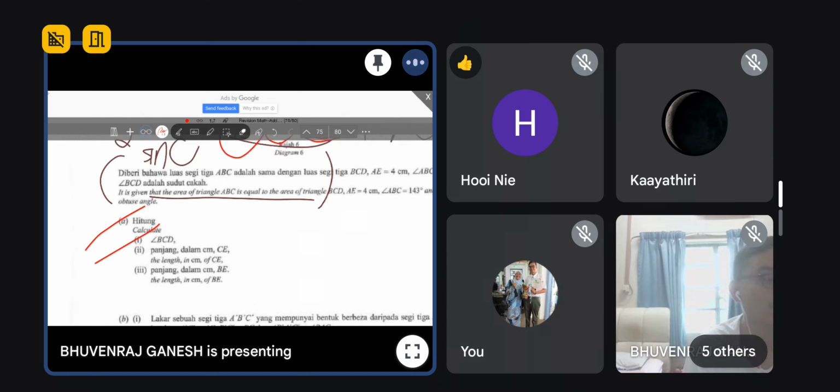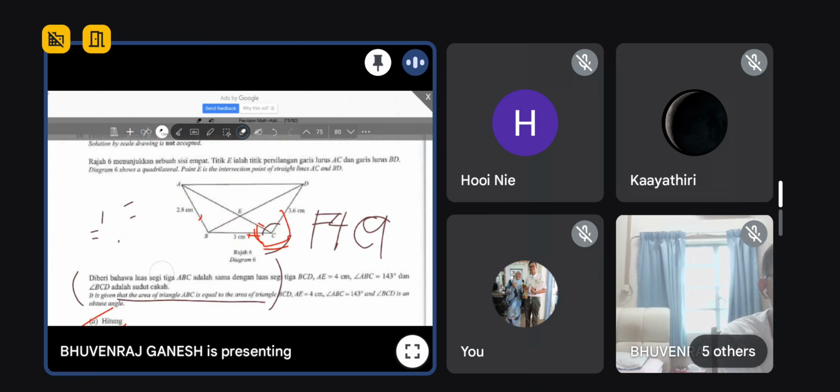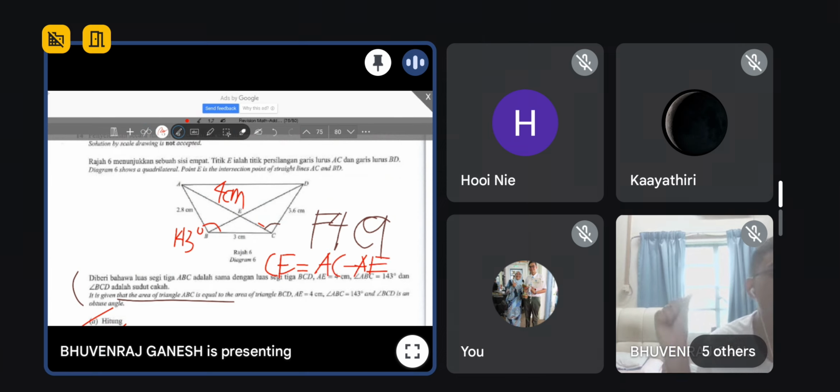For A2, panjang CE, you want to get the CE length. So you must focus again on the triangle. Okay, so CE, kamu ada sudut ni. Okay, guys. AE 4 cm. So CE sama dengan apa, guys? CE akan sama dengan AC tolak AE. Am I right? So AE kamu ada, AC kena cari.